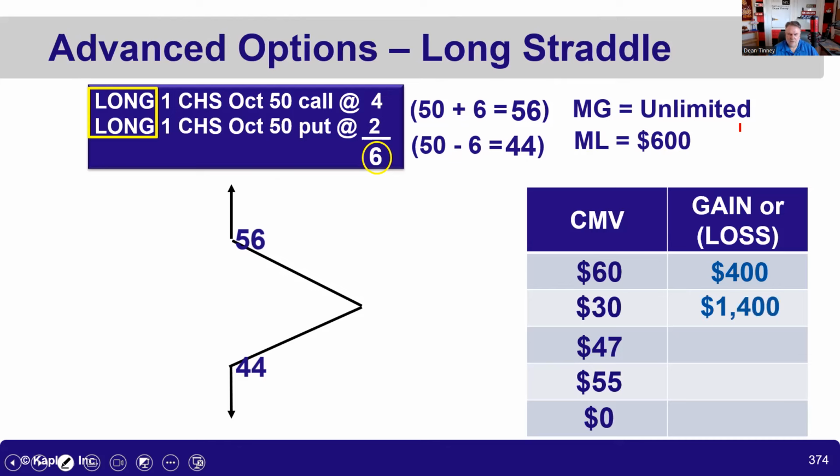47, I'm a loser. It's 3 points inside the break evens. 55, I'm a loser. It's inside the break even. 0, I'm a big time winner, right? Because I'm going to stick it to somebody at 50, and it's worthless stock, and I paid 6 to get going.